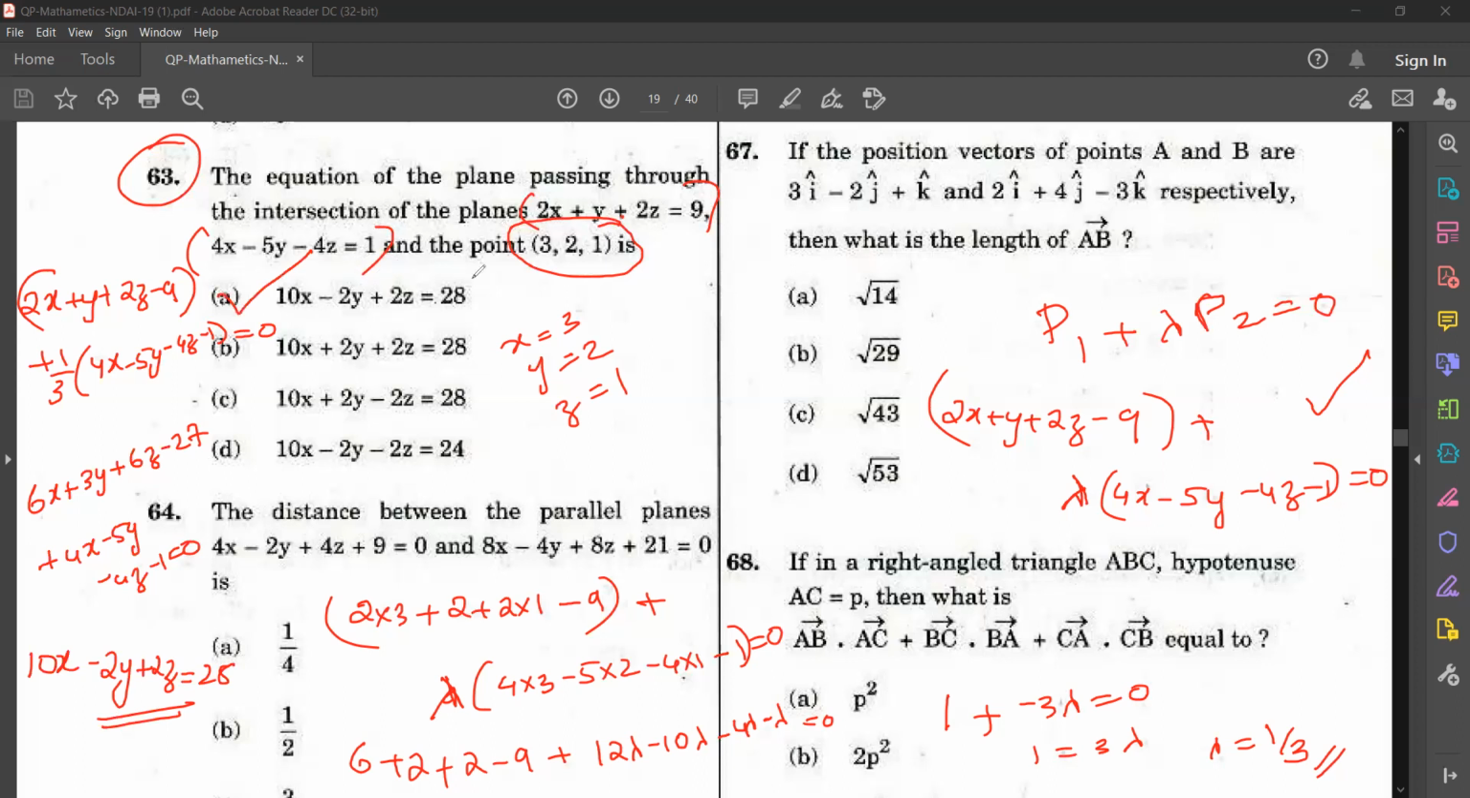Okay, so that is a direct question to find the equation of the plane passing through the intersection of two planes. So the formula is P1 plus lambda P2. Then you have to find lambda. For that they have given a point over here. Substitute that point, find lambda, then come back to the main equation, substitute the lambda, and find out the equation of the plane. Just go through.